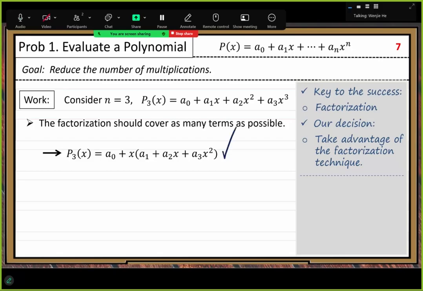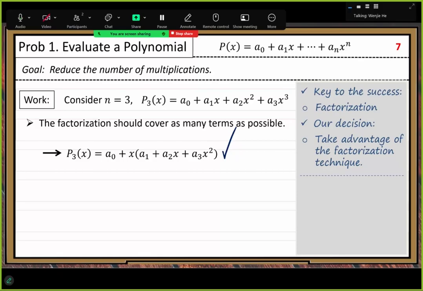Do you feel good enough here at this point? So we factorize x out, covering the last 3 terms. Do you feel good enough? Why not good enough? We can still optimize inside the parentheses. Yeah, good, because we can do more improvement inside the parentheses. Good observation, good sense. So let's do another round of factorization.